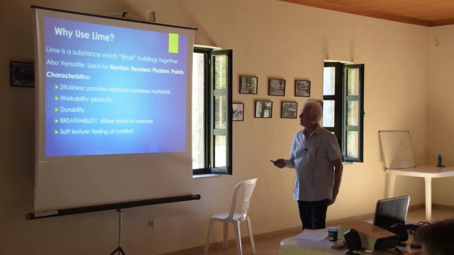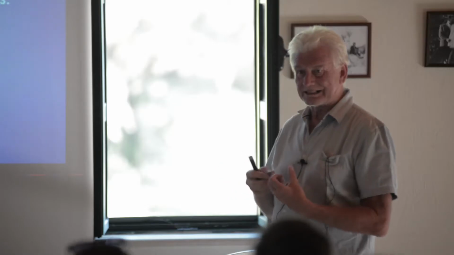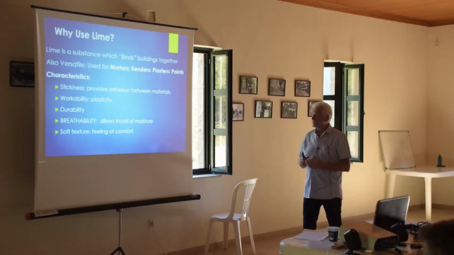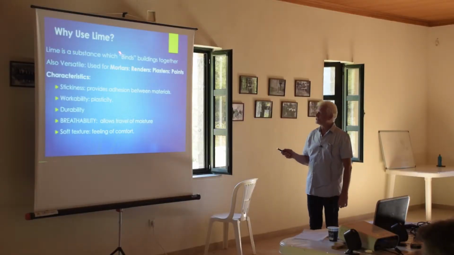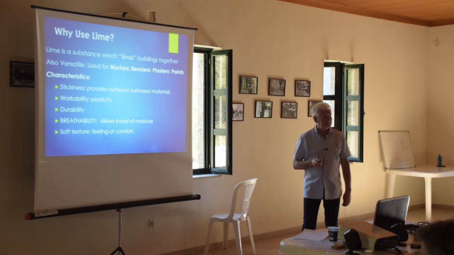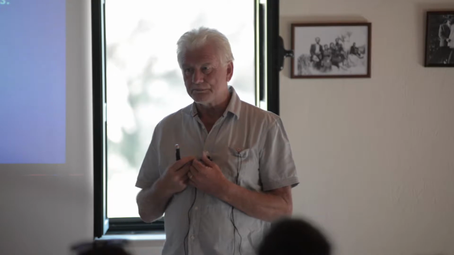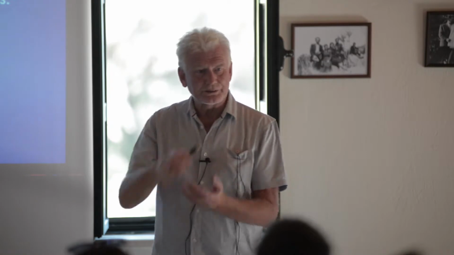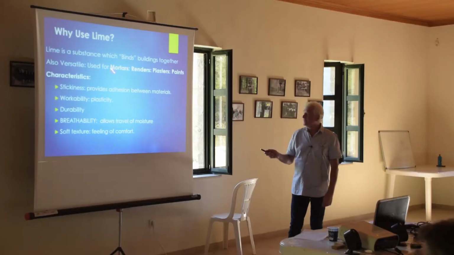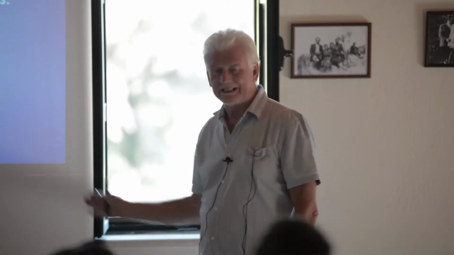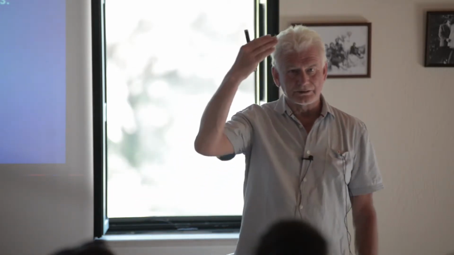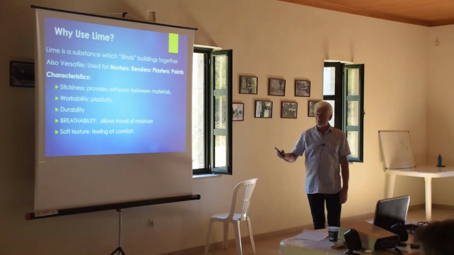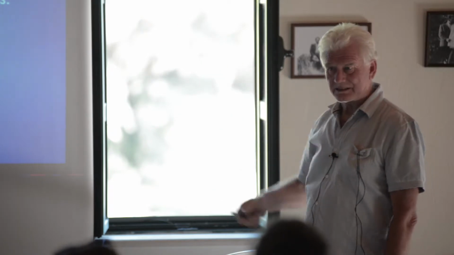Okay. So, lime is a substance which binds buildings together. It binds the main structural elements together. It's very versatile, and it's used for mortars, renders, plasters, and paints. For me, it might be a different terminology. So for me, a mortar is what goes between the stones when you're building walls. A render is what you put on the outside of the building to cover the structure for protection. A plaster is what you do on the inside and the ceilings.